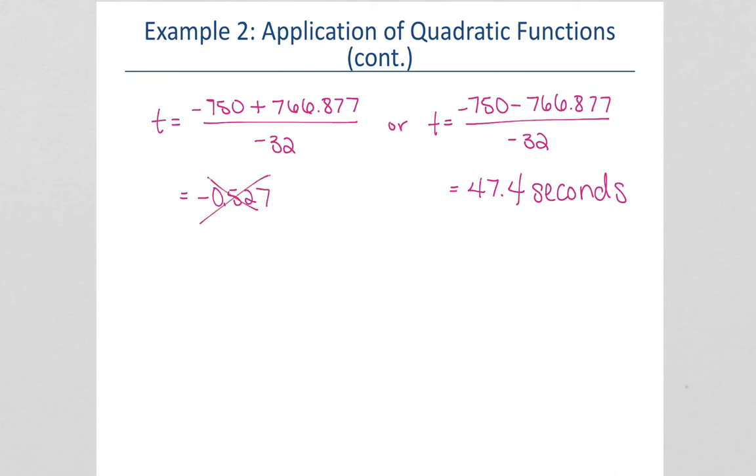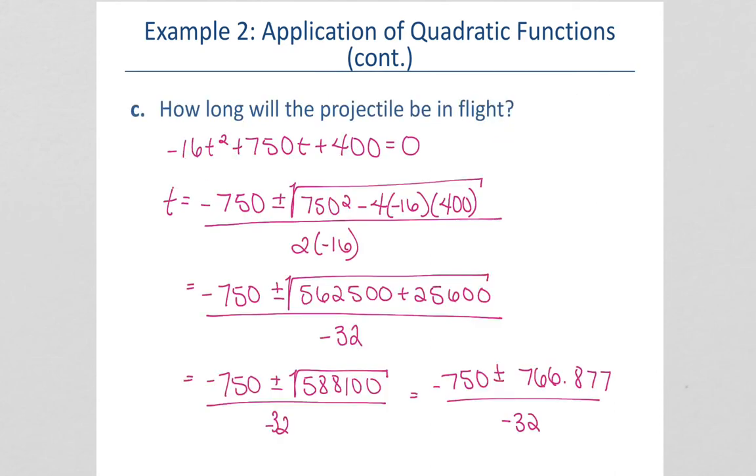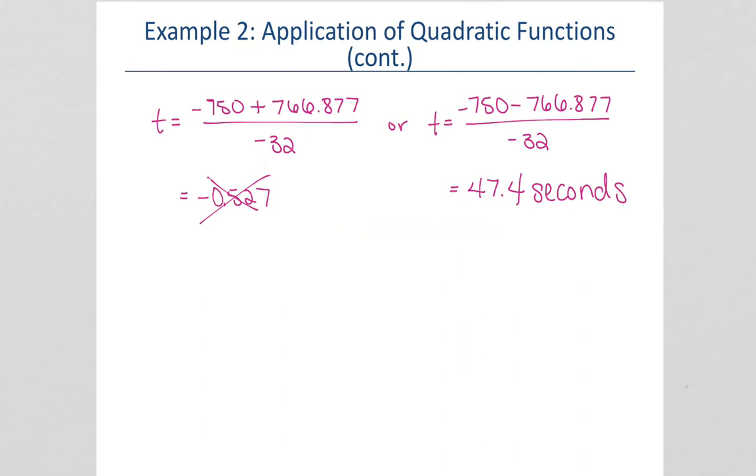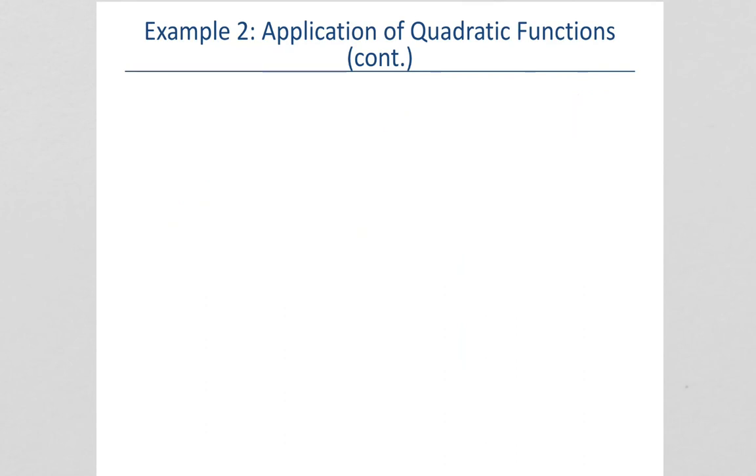Because it's negative. You can't have a negative amount of time. If you look back at the graph, you could see the parabola did start over here on the negative, but in the real world, it didn't start in the negative. It started here at 400 feet. Okay, and that wraps up quadratics.